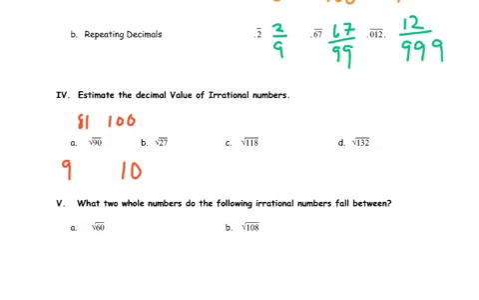Was it closer to 9 or closer to 10? Well, 90 is right in the middle of 81 and 100. So I would go with 9.5 for this estimation. What about the square root of 27?